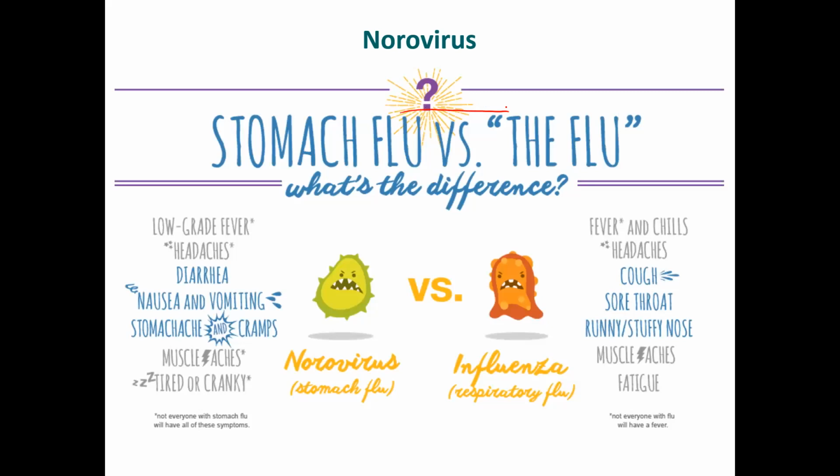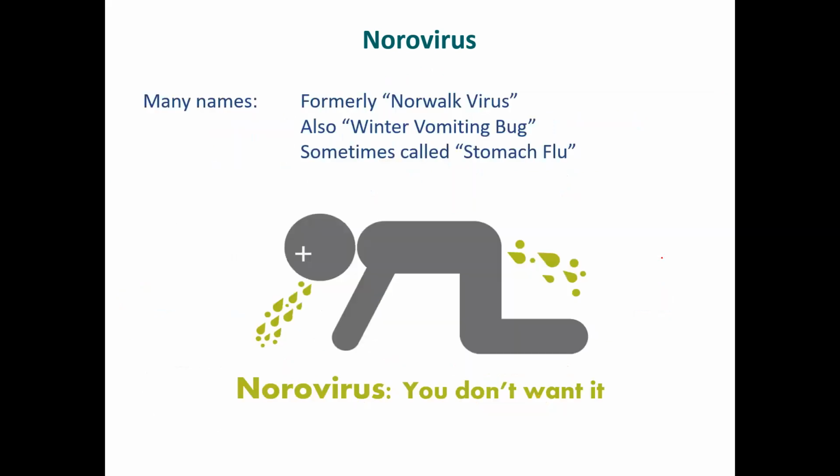You can see here, what's the difference, right? Norovirus: nausea, vomiting, diarrhea, stomach cramps. Influenza: cough, sore throat, headaches, chills, and whatnot. I like to tell people this, because a lot of people get the flu mixed up with stomach infections, which are entirely different things. So yeah, you don't want it.